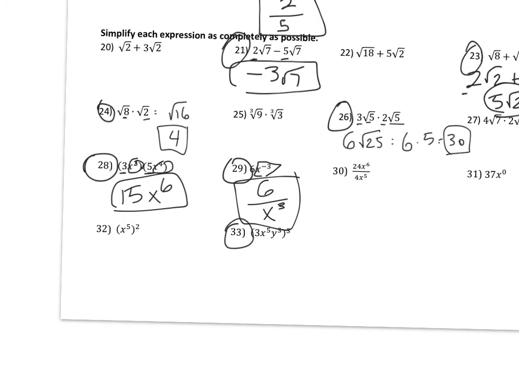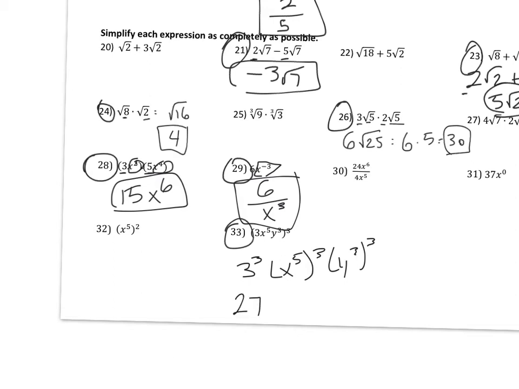Last one, 33. So we have 3x to the 5th, y to the 3rd, raised to that 3rd power. That means I need to raise every single part to the 3rd power: 3 to the 3rd, x to the 5th to the 3rd, and y to the 3rd to the 3rd. Well, 3 to the 3rd is 3 times 3 times 3. 3 times 3 is 9, times 3 is 27.